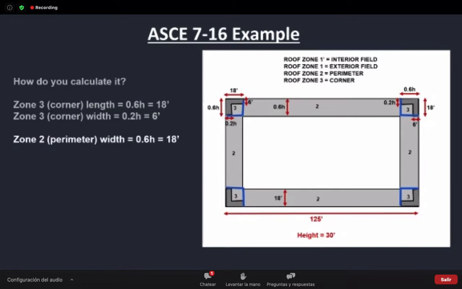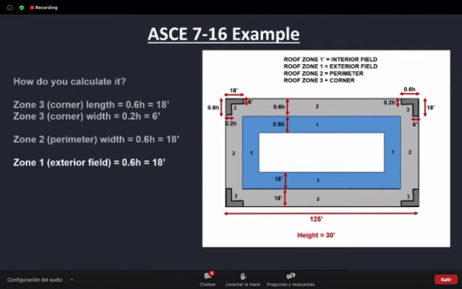So now we're going in with our exterior zone 1, our field. What is our equation and what are we coming up with? So we've got our corners. 18. There we go. Simple. This has actually been really easy. And whatever's left over, guys, is our zone 1 prime, which is our interior field, right?